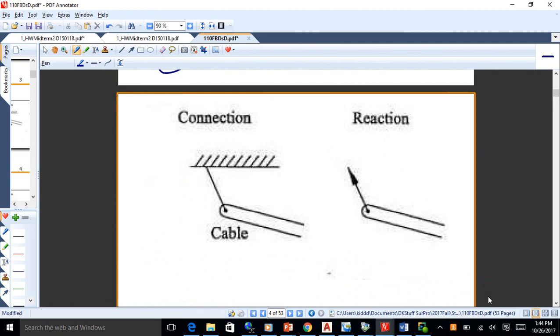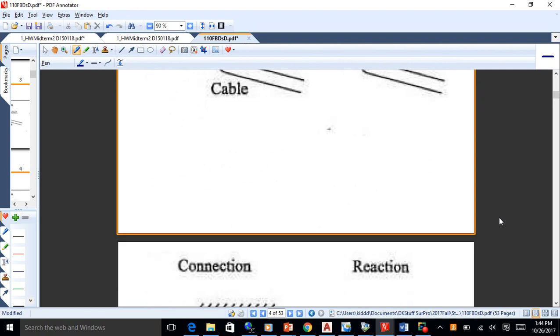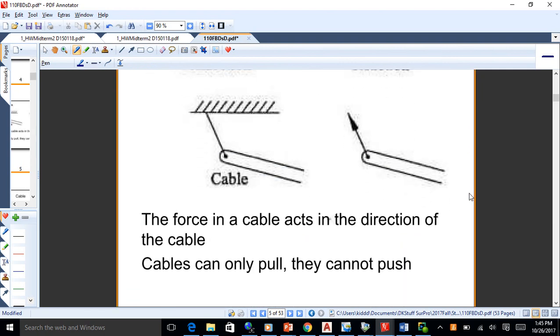We've looked at this one already. This is a cable. Now the force in a cable goes right through the cable. So the direction of the cable is also the direction of the force. Cables pull only, so they're always in tension. So the force in a cable acts in the direction of the cable. Cables can only pull, they can't push.